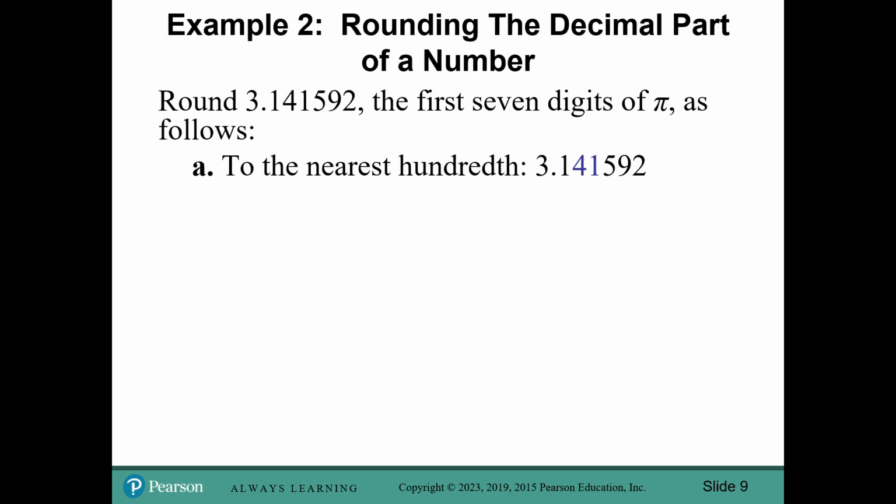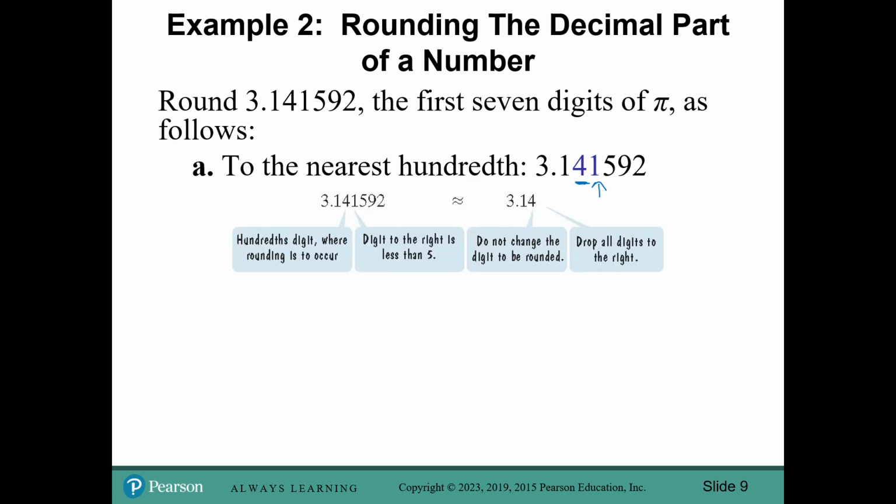Now, let's look at the rounding of the decimal part of a number. We want to round 3.141592, which are the first 7 digits of pi, as follows. We want to round to the nearest hundredth place. In order to do so, we need to highlight what's in the hundredth place. The hundredth place is the 4 right here. We need to look at the 1 to determine what we do to that 4. Following the rules we already have set up, we know that we should just keep the 4 the same.